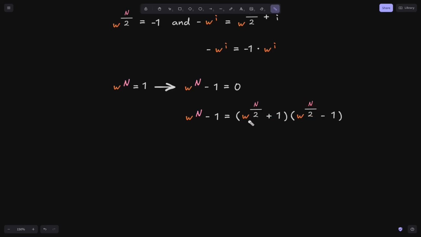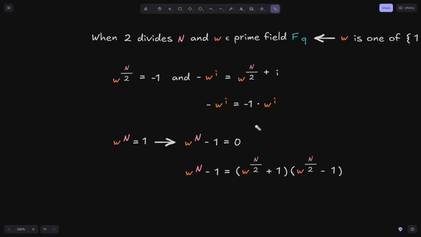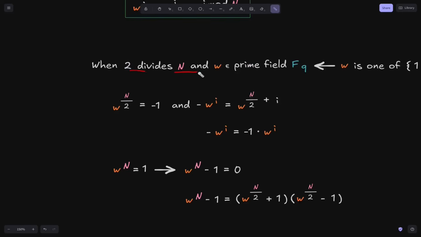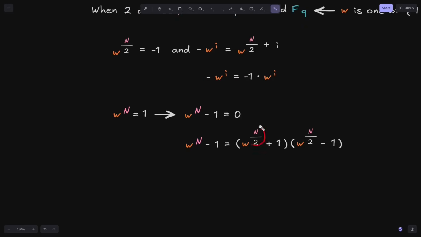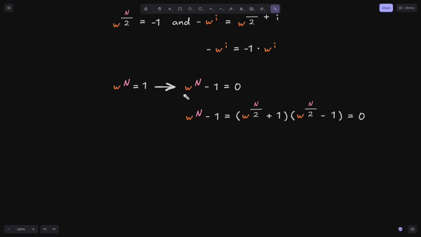You can check for yourself that when you multiply and then add and then simplify everything, these two equations are the same. Since here we're working with prime fields, you also need to check that this is an integer, which is the case since 2 divides n. So we have n divided by 2 is an integer, and this equation also holds. Moving on, since w raised to the power of n minus 1 is equal to 0, this expression is also equal to 0. Next, we're going to analyze these two individual expressions and deduce that this part is equal to 0.